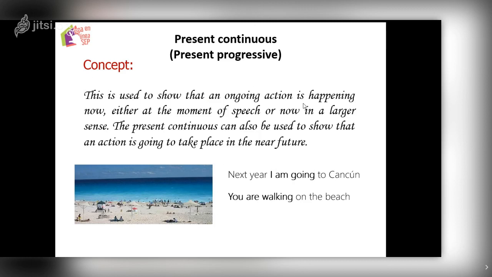Example, imagine that somebody is walking on the beach right now. Can you see the picture? Okay, so you're going to say you are walking on the beach, right? But what I want you to see is the use of the subject. For example, in the first sentence, we have the subject I. In the second sentence, we have the subject you. Also, we need an auxiliary, guys. And also, we need a verb, okay?